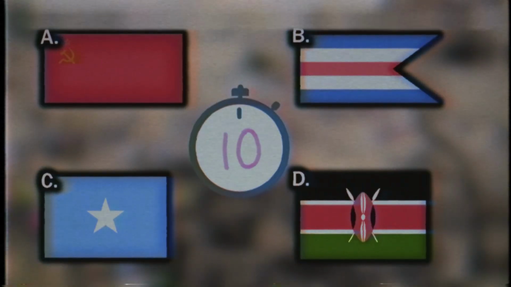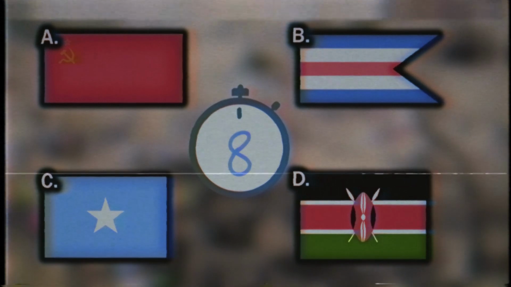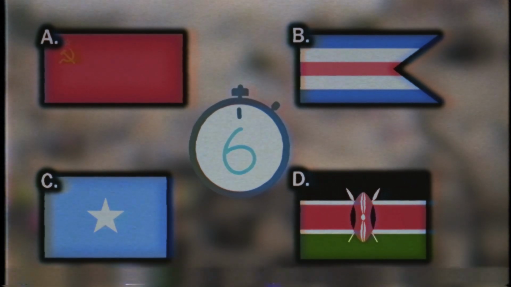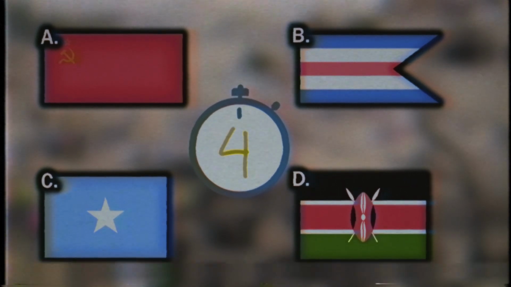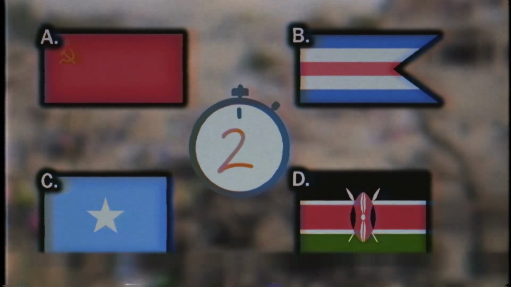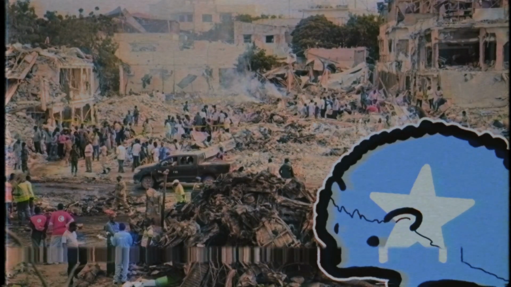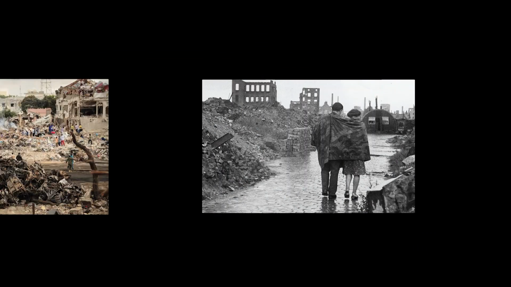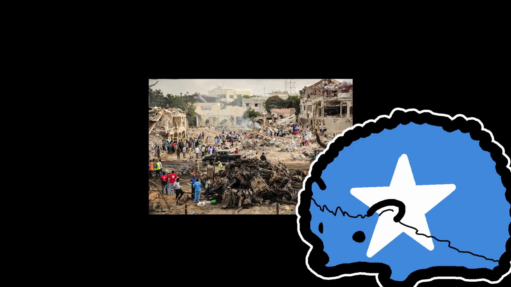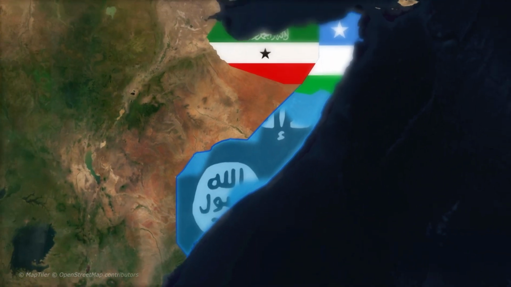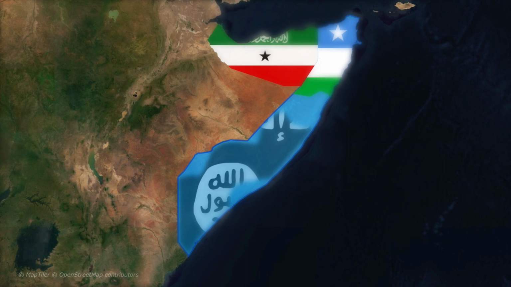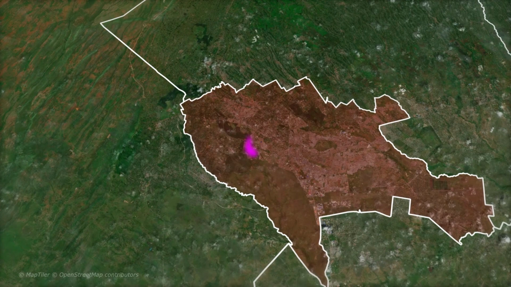Hey guys, tell me, what country is this image from? It was Somalia, but look at these two images. This is Germany after World War II, and this is Somalia during 2006, during its still ongoing civil war. But this could also be neighboring Kibera, Kenya. But hold on, how could these two be the same city?